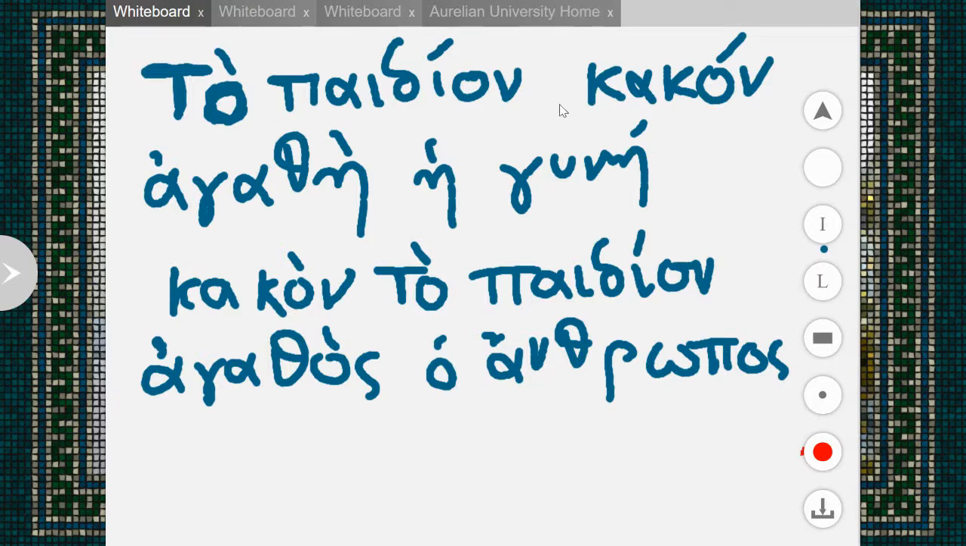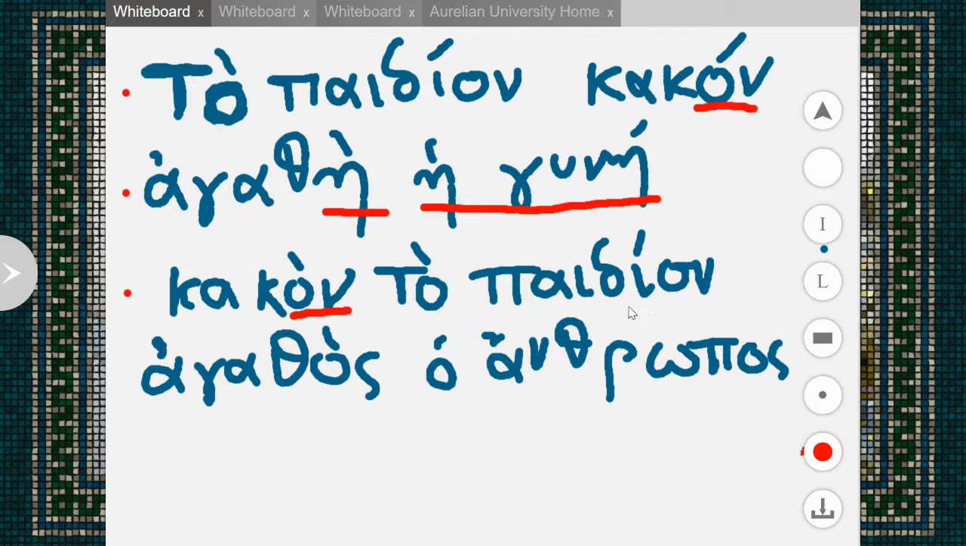So, here we go. To paidion kakon. So with the vocabulary I gave you earlier, to paidion, the child, kakon, bad. This is neuter. Notice how it matches the gender of the noun it modifies. The child is bad. Agathe, with the feminine form of the adjective. He gyne, the woman is good. Kakon, bad, for this sentence here.